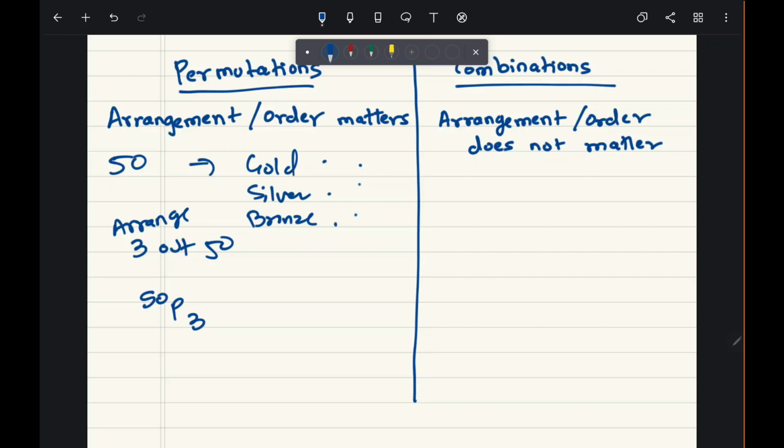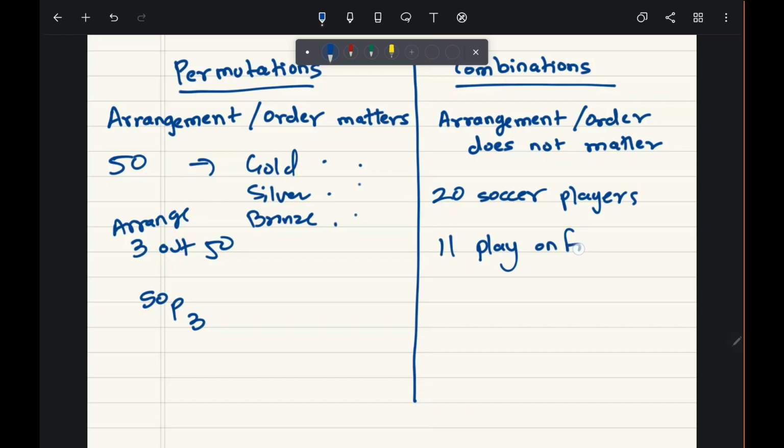Now it could be any 3 students, right? So basically choose any 3 out of those 50 and then decide which one gets gold, silver, and bronze. So there are so many possibilities. In combination, the arrangement does not matter. So let's say you have a squad of maybe 20 soccer players, right? And you have to choose 11 to play on the field, right?